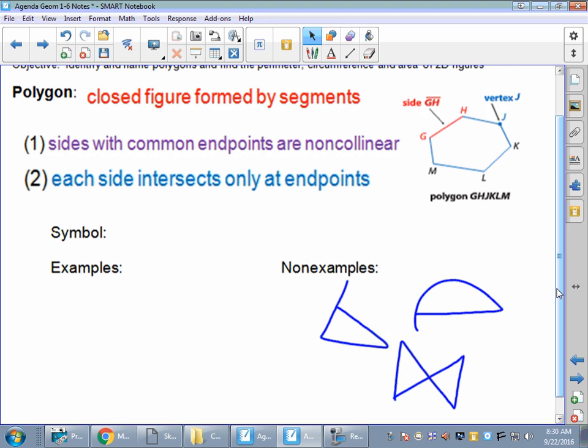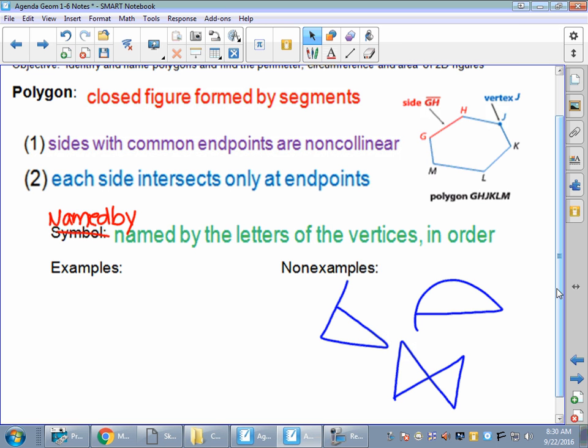I put symbol, but really I want to say how they're named. So named by all the letters of the vertices in order. So notice this example up above, polygon GHJKLM. I've got to use all 6 vertices to name those. Vertices is plural for vertex, so we've got a bunch of angles, 6 different angles, so we're using the vertex of each angle to name them.